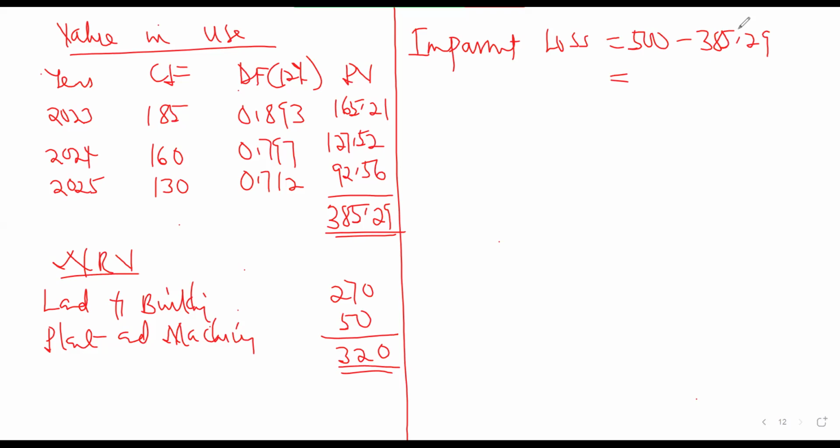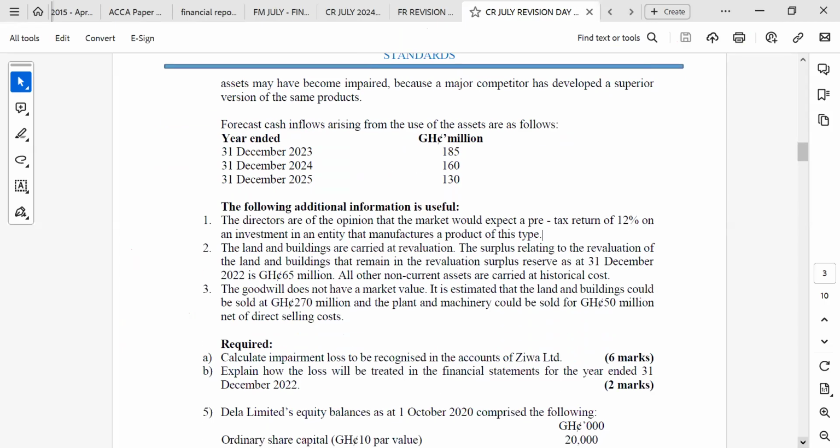Is that correct? 114.71. Okay. So they say we should calculate the impairments. What is the question? Calculate the impairment loss to be recognized in the account of these people. So that is the impairment loss. Explain how the impairment loss will be accounted for. That is what we are coming to do.